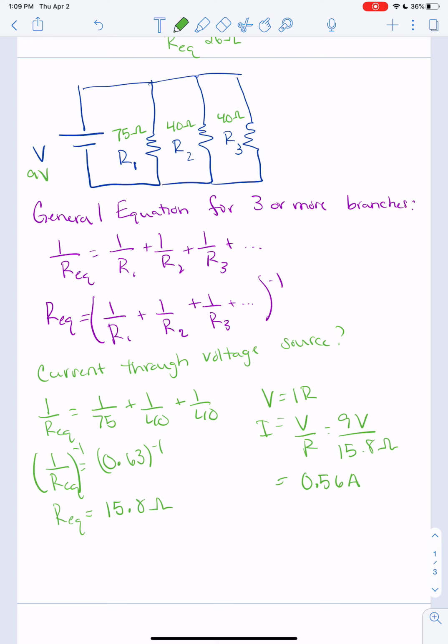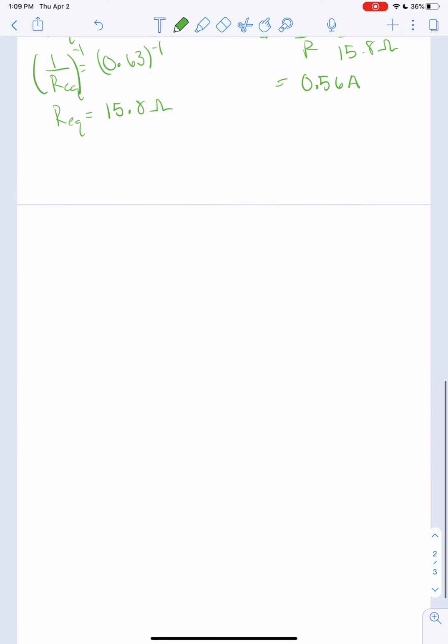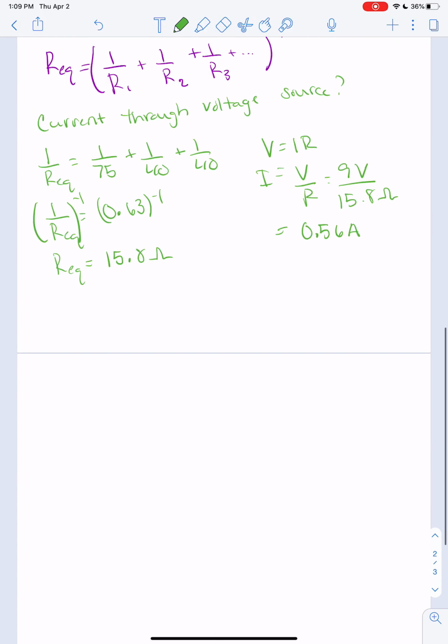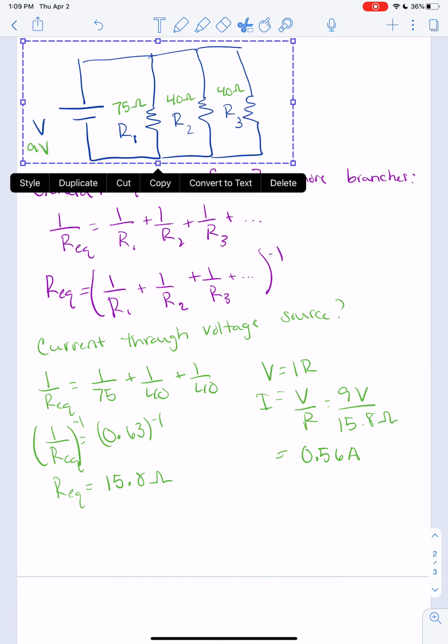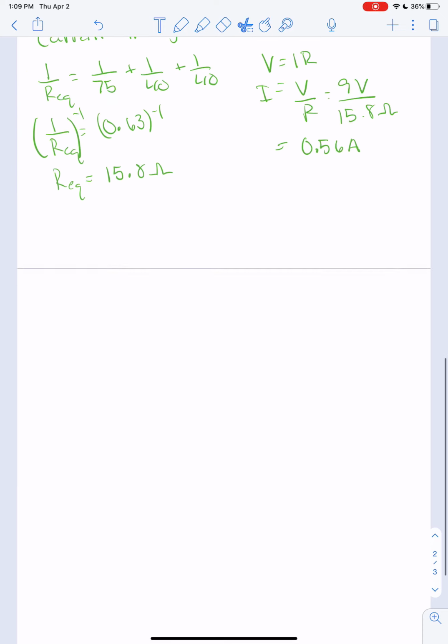So that's the first step of this, is finding the equivalent resistance using that general equation, and then you use V equals IR to find the current through the voltage source. However, they could ask you for current through a particular branch, all right? So something to keep in mind in case we have that. First of all, let's move this with us to our new page here.